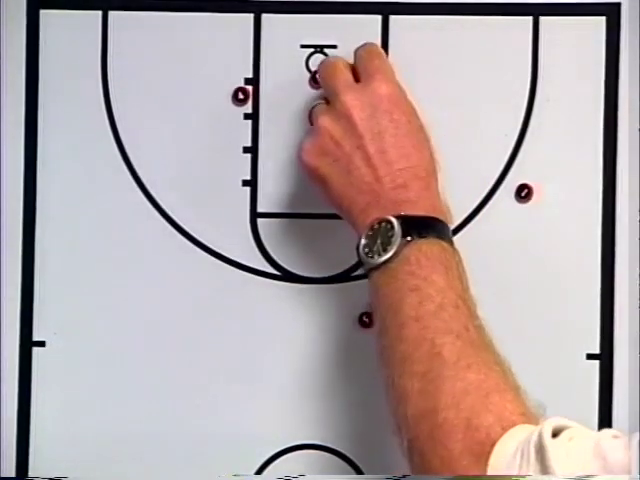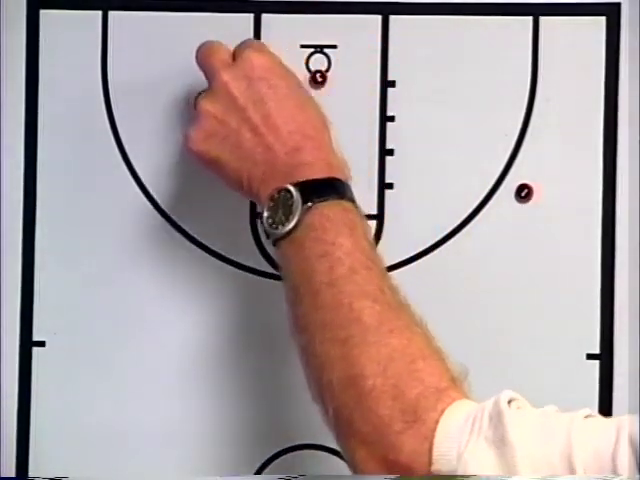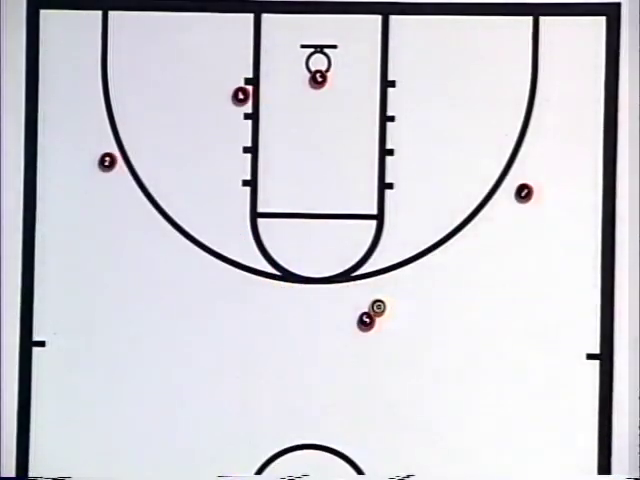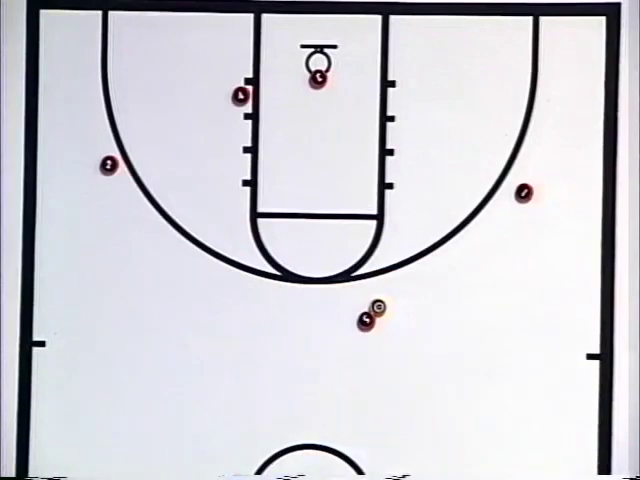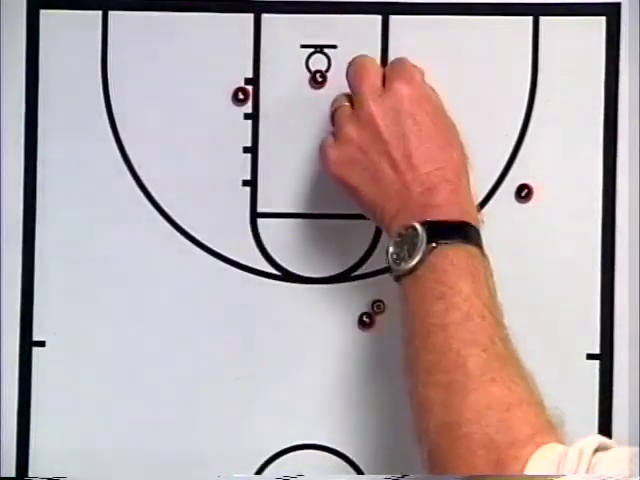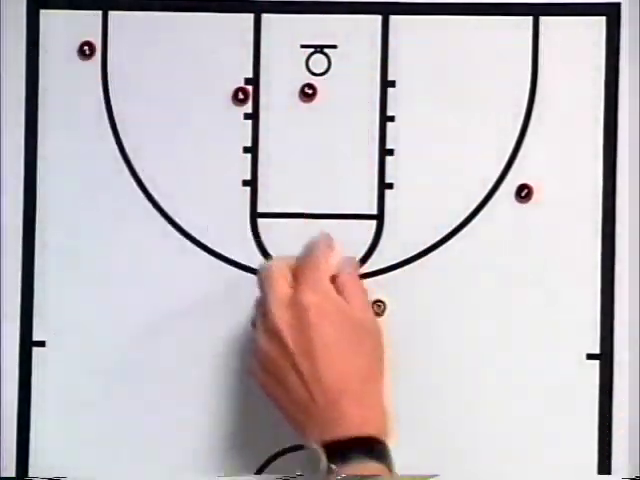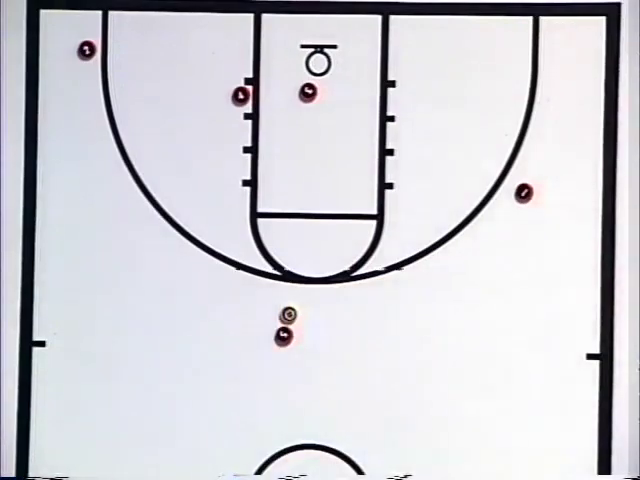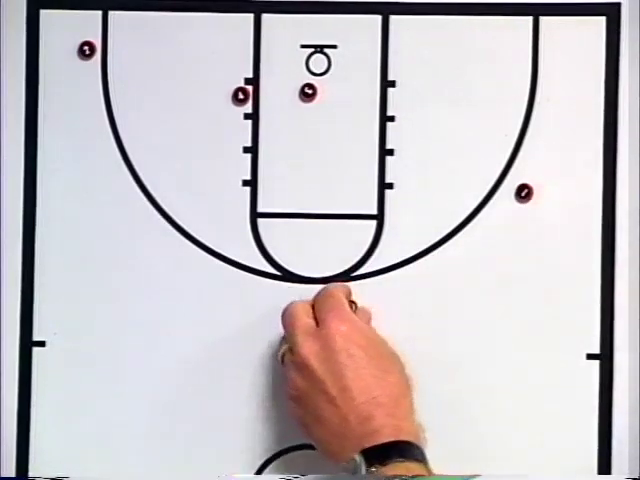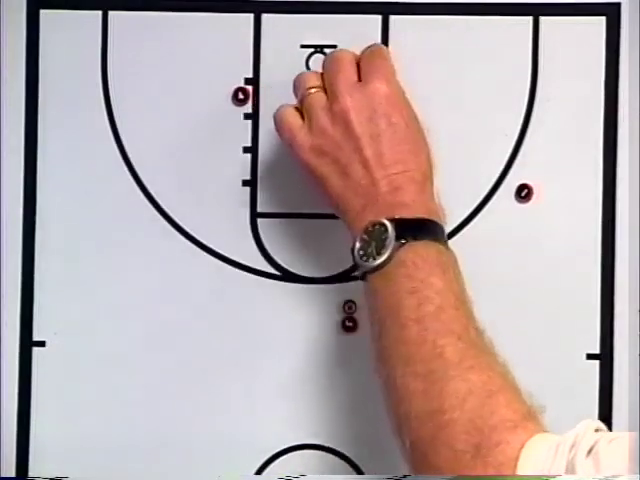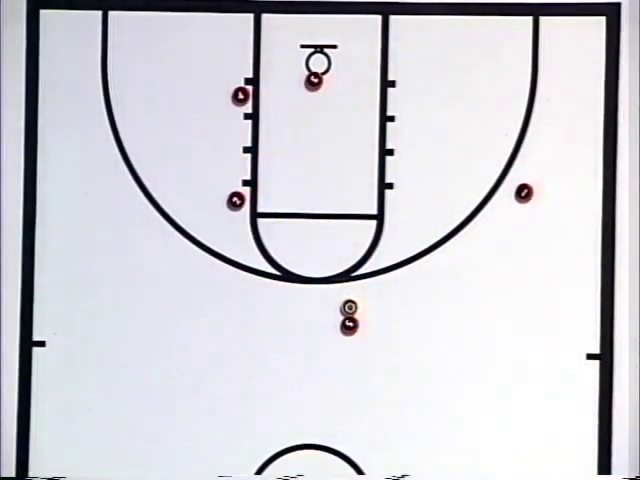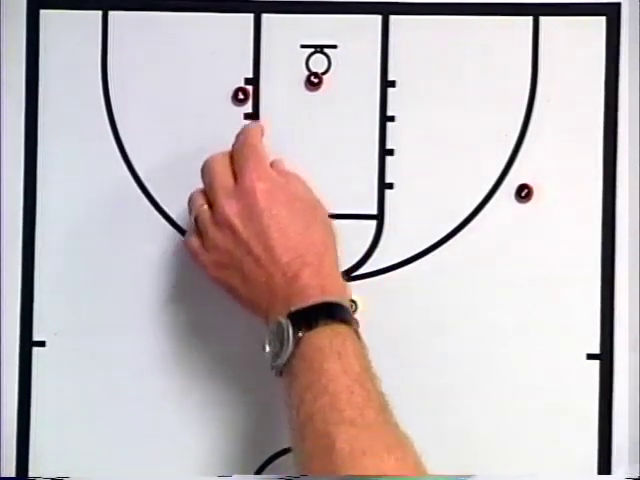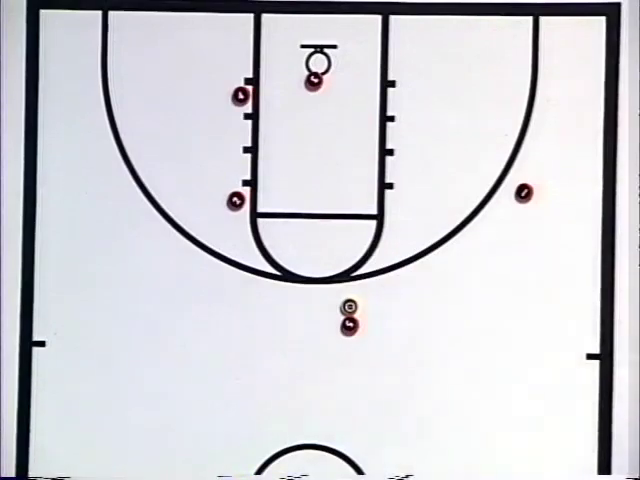The two that stopped will go around the double stagger screen, and he'll have three options. One, to pop out to the wing. Two is to flare out to the baseline. And three is to curl into about 14 feet if his man is trailing or tagging him to receive the ball and either shoot, drive, or pass the ball to the low post.